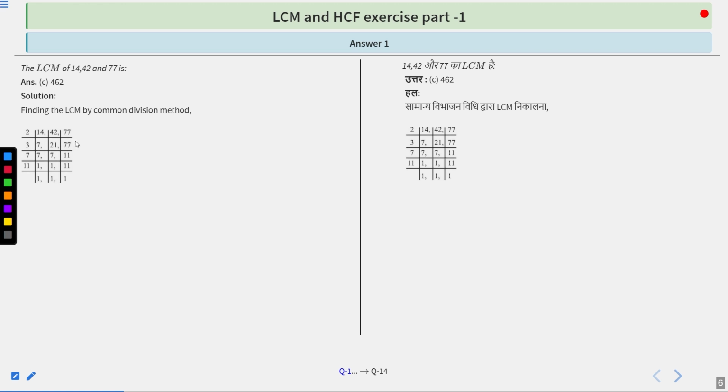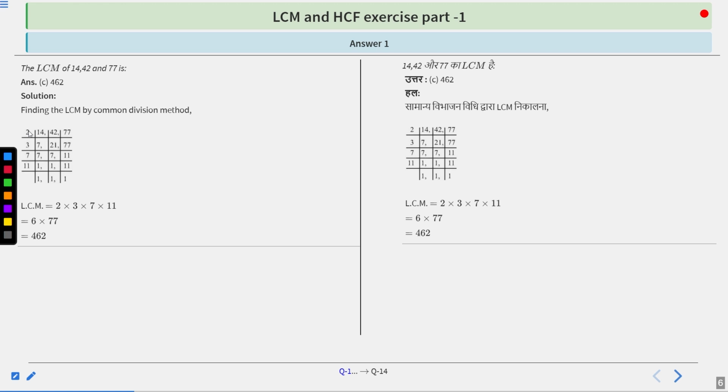Then again we will look at what is the number that can divide 7, 21 or 77. The number is 3. 7 is not divisible by 3, so we'll write 7 only. 21 is divisible by 3, that is 3 into 7 is 21. And then we will write 77 again. After that, dividing by 7, and after that divide by 11. So LCM is equal to 2 into 3 into 7 into 11.